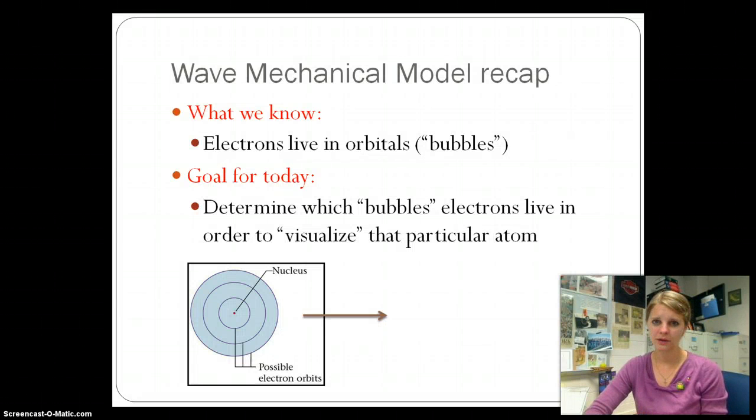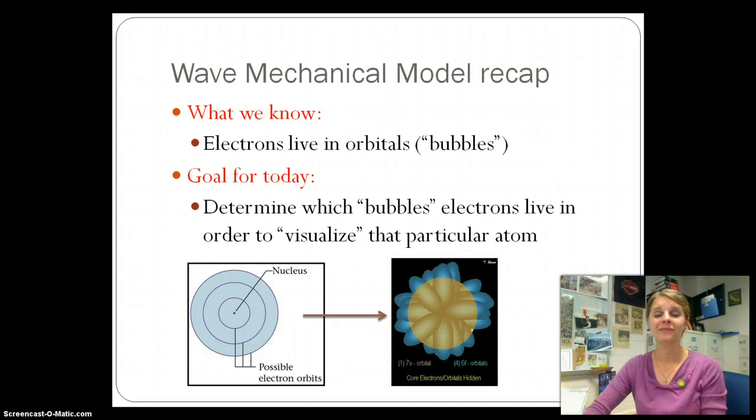So what we know so far is that electrons live in orbitals. Those are the bubbles that they live in. What we're going to look at today is I just want to present 3 rules to you on how we assign where the electrons go in each bubble. And when we start to think about where electrons go, we can start to visualize what an atom really looks like. It doesn't look like these ring things. It kind of looks more like the picture on the right, which can seem confusing, but we'll get there.